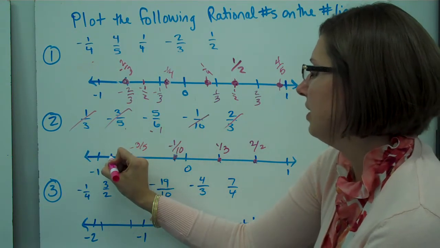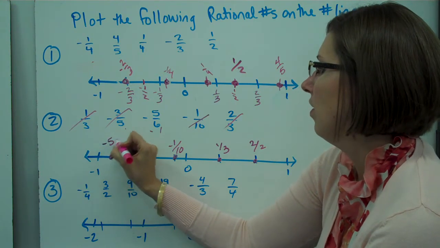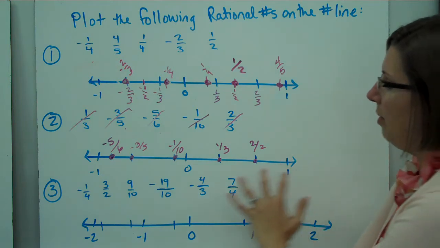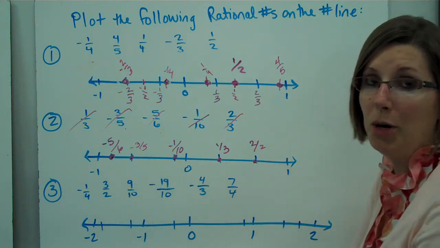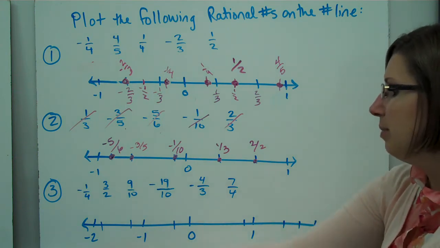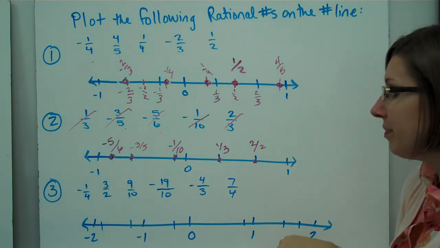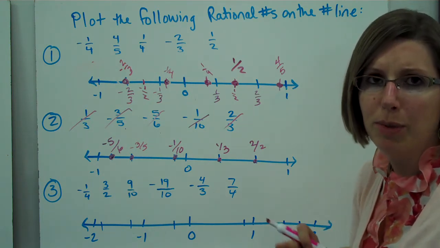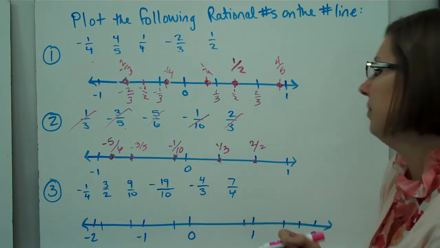And this -5/6 is going to be about here. And I've taken care of that. So here are all my numbers shown on my number line in order. The next one we see is between -2 and +2. Again, pause your video, see if you can do this on your own, and then when you're ready, push play, and I'll do it for you on the board.